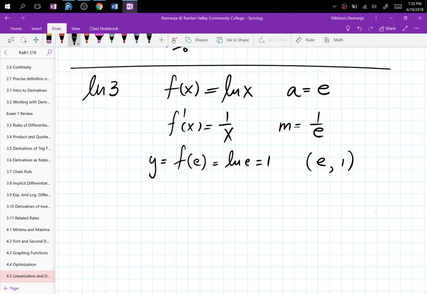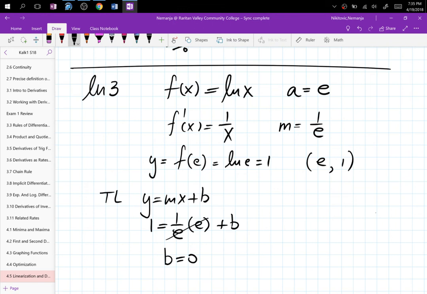So now to find my tangent line, I have y equals mx plus b. y is 1, m is 1 over e, x is e, plus b. These guys cancel, and we get that b is equal to 0. Right? So b equals 0 gives me that my tangent line at x equals e is given by y equals 1 over e times x. That's the tangent line.